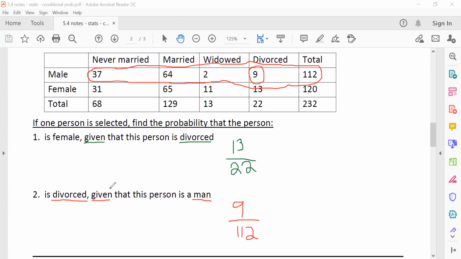So whenever you're given some information, you're suddenly zooming in on just one specific piece. You're not looking at the entire 232 people per se. You're just looking now at the 112 people that are male in this particular problem right here. And then you can do this probability calculation. You have calculators, do 9 divided by 112 and round appropriately.